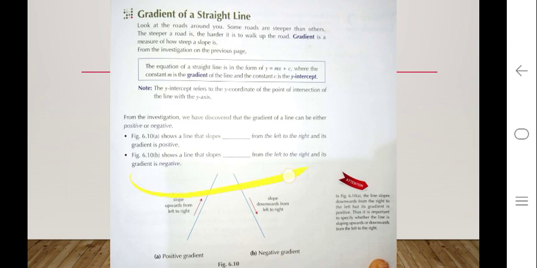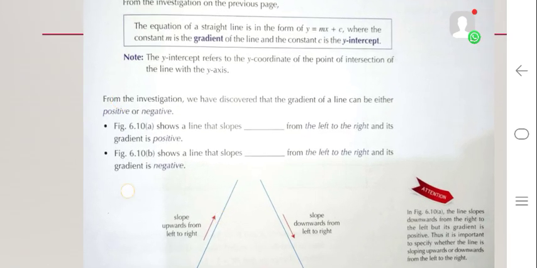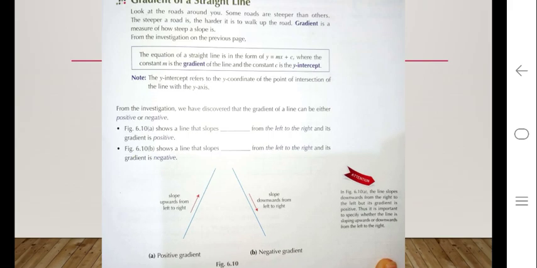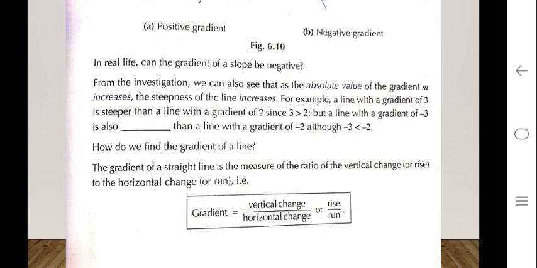Okay, let's discuss this first. So from this investigation, we have discovered that the gradient of a line can be either positive or negative. If it slopes upwards from left to right, that means the gradient is positive. If it slopes downwards, then it is negative. And the steeper it is, the greater the gradient. In real life, can the gradient of a slope be negative?